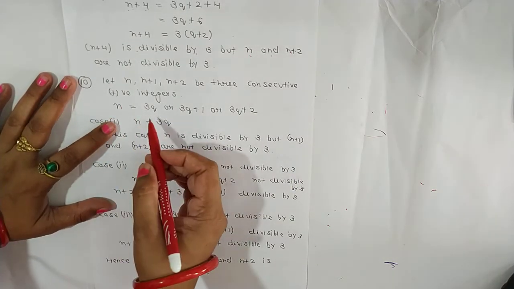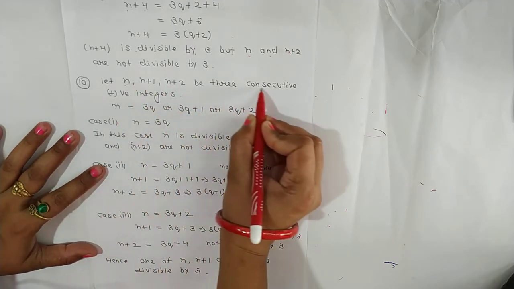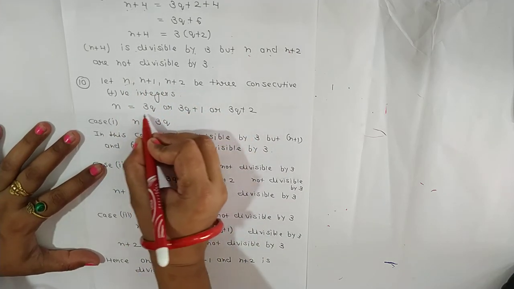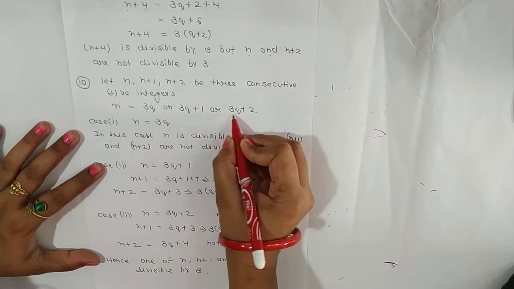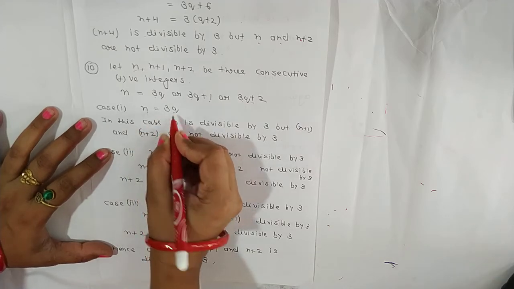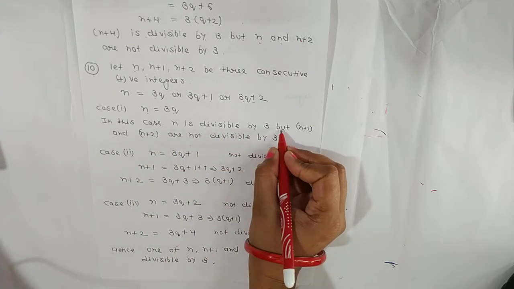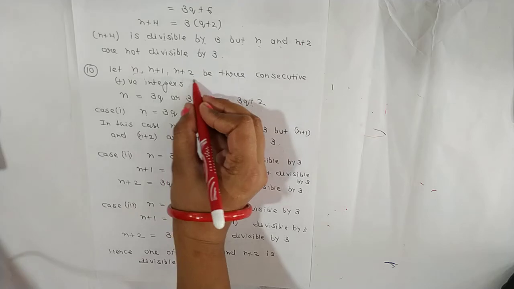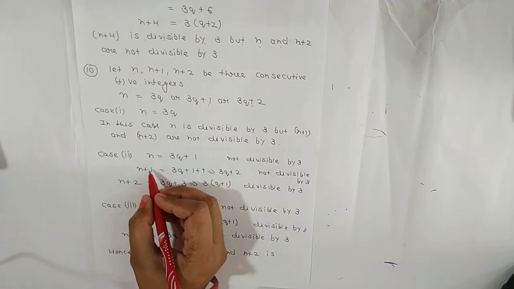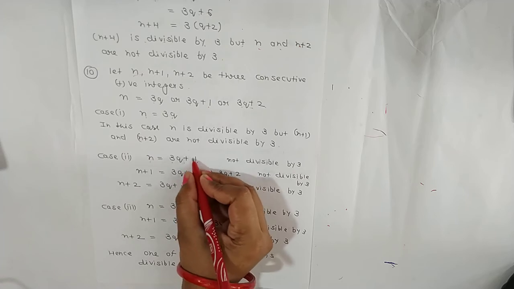Prove that one of every 3 consecutive positive integers is divisible by 3. So these are the 3 consecutive integers: n, n plus 1, n plus 2. Okay. Now n is equal to 3q, 3q plus 1, or 3q plus 2. So when n is equal to 3q, it is divisible by 3, yes, but n plus 1 and n plus 2 are not divisible by 3. Okay. So now move on to the second case. N is equal to 3q plus 1. Is it divisible by 3? No, 1 is the remainder.